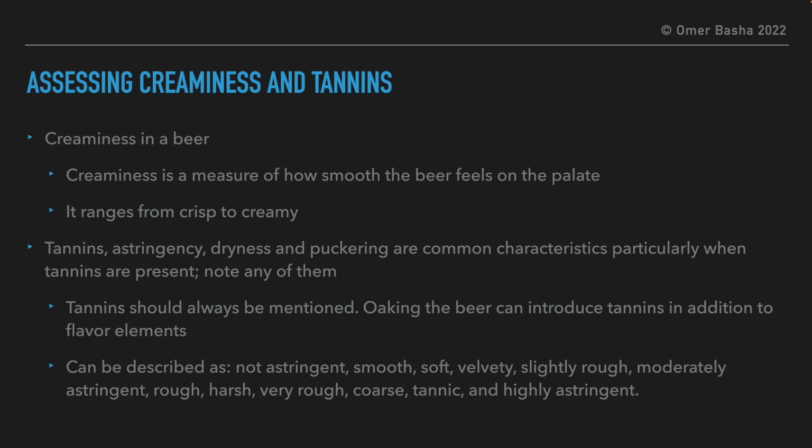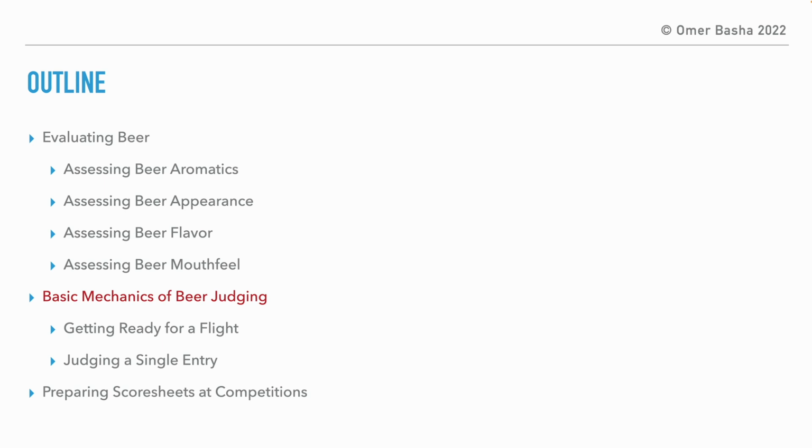Tannins should always be evaluated since they can appear in any beer, since they come from the malt husks and hops in most cases. Aging in oak can also add tannins in addition to other flavor components. Common descriptions for astringency can be non astringent, smooth, soft, velvety, slightly rough, moderately astringent, rough, harsh, very rough, coarse, tannic, and highly astringent.